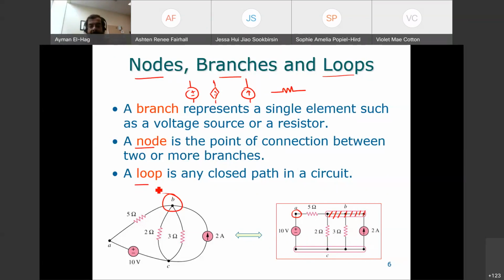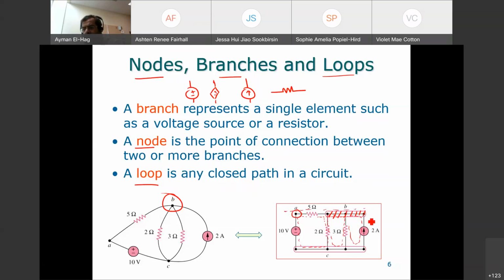Finally, a loop. A loop is any closed path in the circuit. So if you start at a certain point and you go through one closed loop and you come back to the same point, this is considered as a loop. For example, you start here, you go all the way, come back. So this is considered as a loop. Also, this is a loop. This is a loop. The big one is another loop.